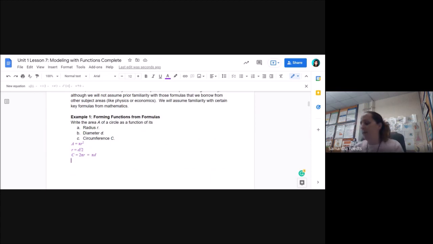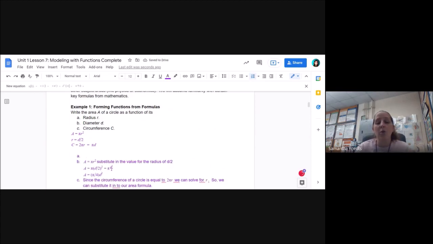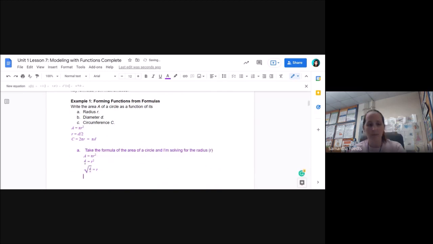So the first one we're solving for is the radius. All right, so write the area A of a circle as a function of its radius. Well, we already know that the area of a circle is pi r squared. So it already has radius in it, so that's all we have to do. So A equals pi r squared. For B, we're asking for the diameter. So write the area of a circle as a function of its diameter. So diameter divided by 2 gives us the radius. So all we have to do is substitute that in for what we have.